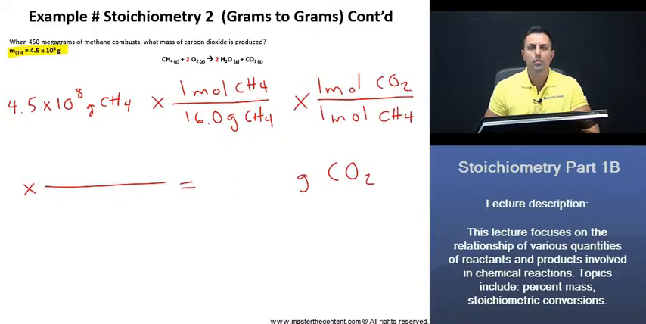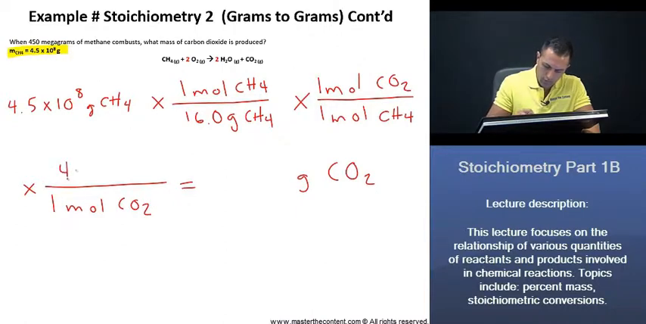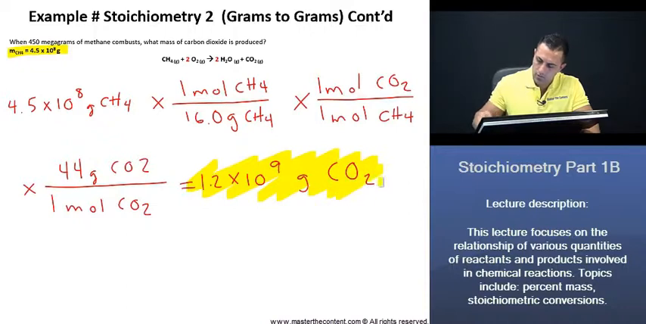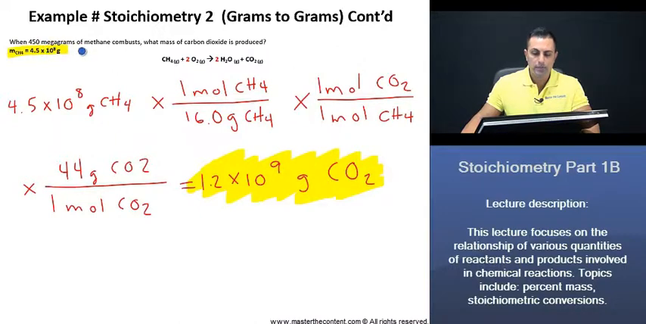Now that we're in moles of carbon dioxide, what we actually need to do next is get into our grams. In doing so, we know that per mole of carbon dioxide, we have 44 grams of carbon dioxide. Once we go ahead and equate this, we get a value of 1.2 times 10 to the power of 9 grams of carbon dioxide. And there we are. It's as simple as that. Thus, when 450 megagrams of methane combusts, 1.2 times 10 to the power of 9 grams of carbon dioxide is produced. Wonderful. Let's now move on to our next slide.